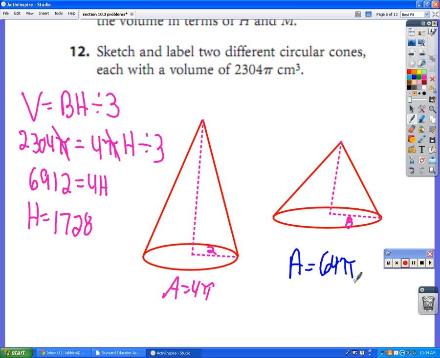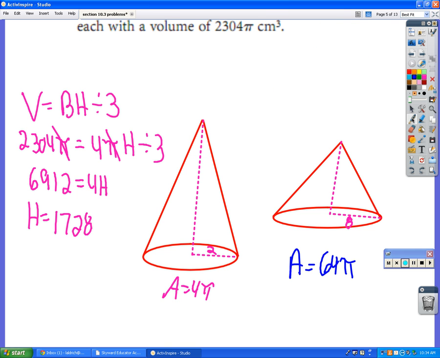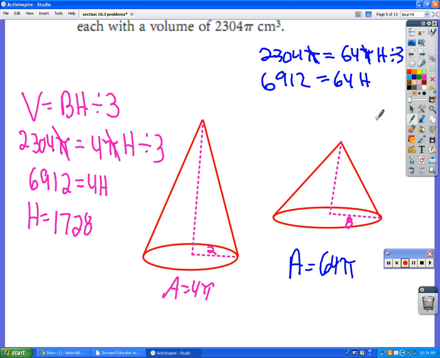All right, so then I'm going to do the same thing. I need the volume to equal 2,304 pi. So 2,304 pi equals 64 pi times h divided by 3. So you multiply by 3. I'm going to cancel the pi's and then multiply by 3. So this is still going to be 6,912 equals 64 times h. 108. Even? Yep. Nice. So the height in this case would be 108.